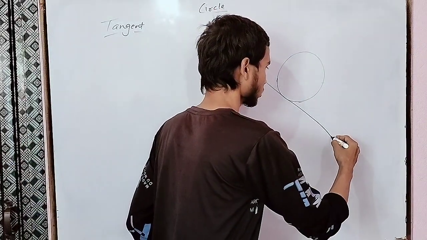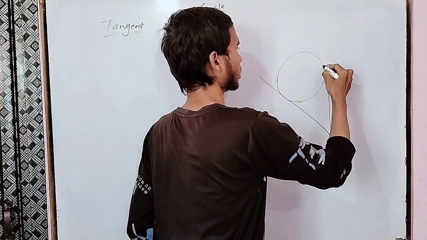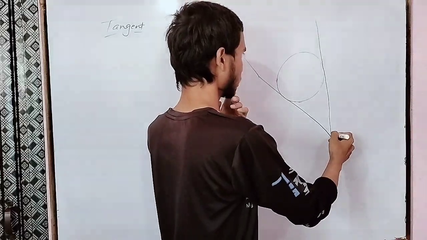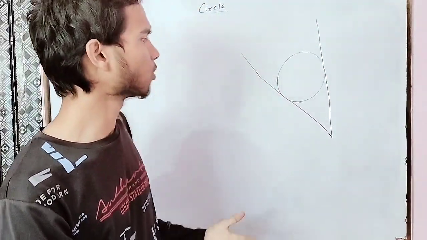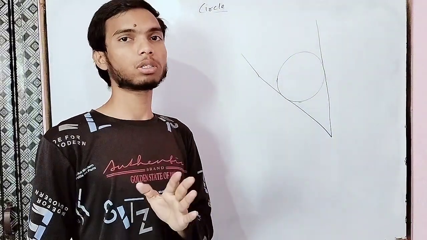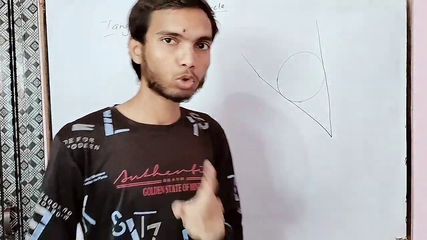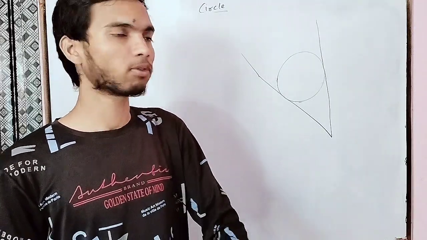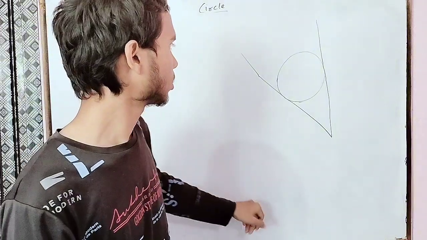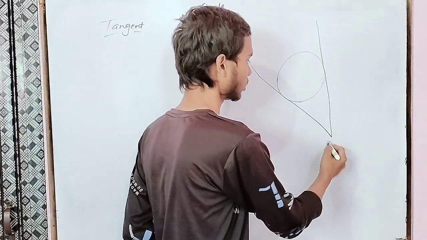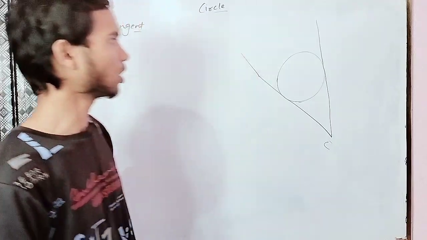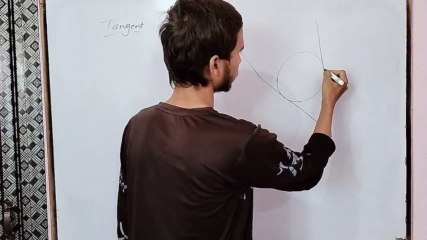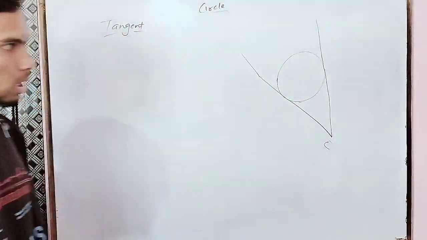Now next. This is the second. So how many can be formed? Only two. So remember, this is a universal truth that from exterior points only two tangent lines can be formed. Let's say this is C. Clear? How many? Two. So here you can say there are 2 points.